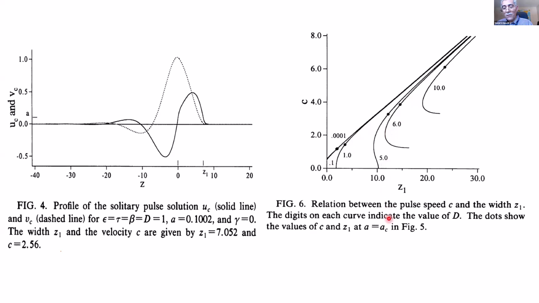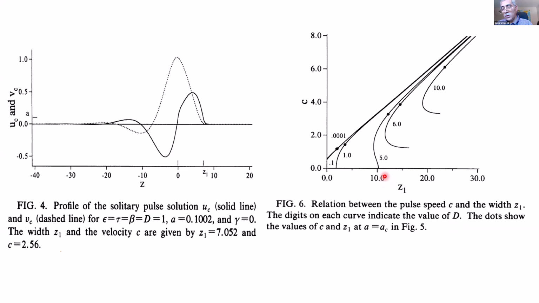The other new result you can see here at the right is the celerity as a function of the width of the solitary wave. In the graph, the width is from 0 to Z1. So the speed, or celerity, of the wave really depends on the width of the wave. If you have a narrow or wide wave, it will affect the celerity. And of course, these are given for different values of D, the diffusion coefficient, because this is the propagation of traveling solitary waves in diffusive media.